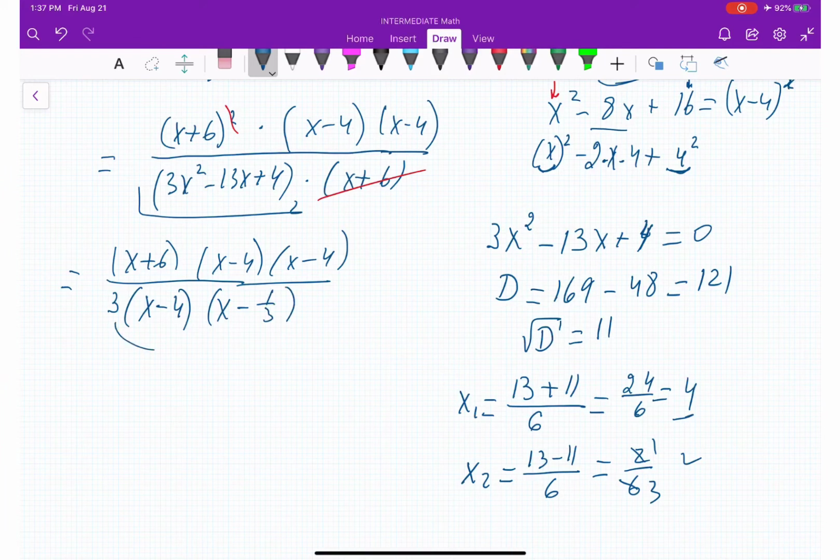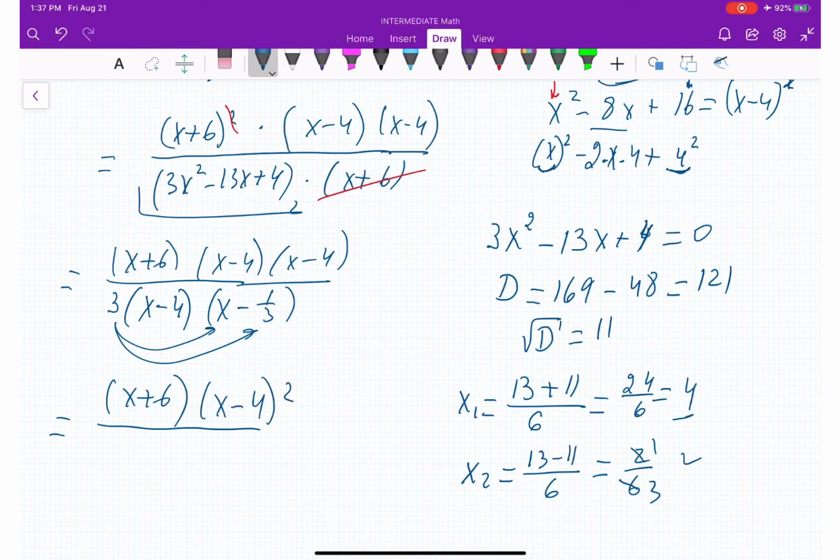I'm going to distribute this 3 by x and by 1/3, and I'm going to get x plus 6 times x minus 4. Let me put square so not to write down twice. And I will get x minus 4 times 3x minus 1, right? Because 3 times x is 3x. 3 times negative 1/3 will be 1.